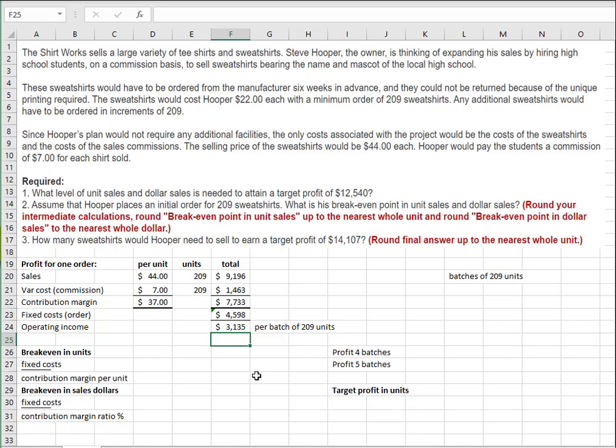The minute you go to 210, that fixed cost doubles. So how many batches do we need basically to get to our target? So our target was 12,540. The profit in a batch is that. So how many batches? All right, we would need exactly 4 orders that sold completely to get to that profit. So 4 batches of 209 units, or 209 times 4 units.